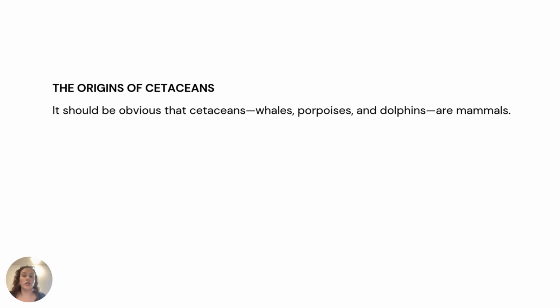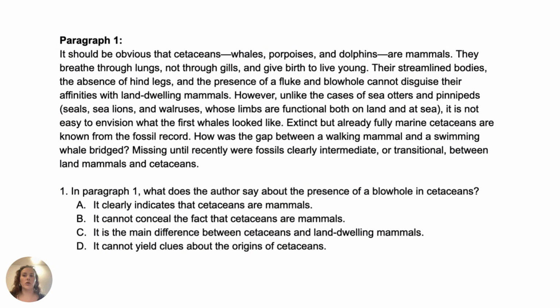Maybe you know what origins means, the beginning of something, right? And unless you're a marine biologist, you probably don't know what cetaceans are. But you can see in the very first sentence that they are whales, porpoises, and dolphins. So we're talking about the origins, the beginnings of whales, porpoises, and dolphins. So straight to question 1. In paragraph 1, what does the author say about the presence of a blowhole in cetaceans?